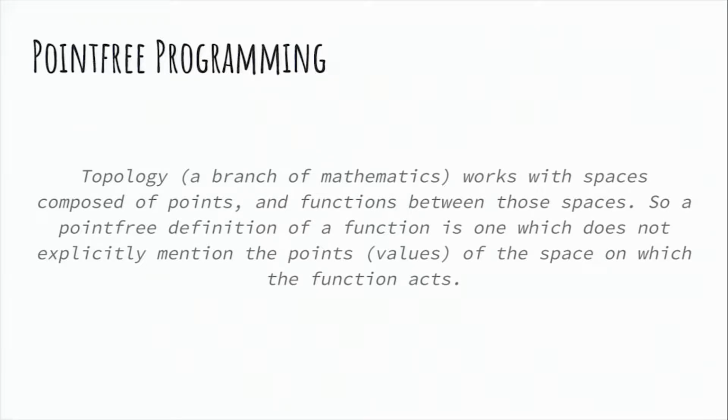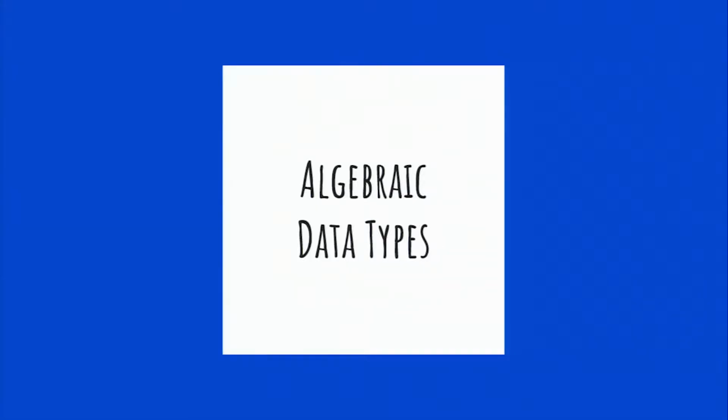So why point-free programming? I looked it up, and there's a branch of mathematics called topology. It works with spaces composed of points. There's points in a space. Everybody knows that. And functions between those spaces. So a point-free definition of a function is a definition which does not explicitly mention these points. In programming, you call them parameters or values of the space on which the function acts. So that's part 2.